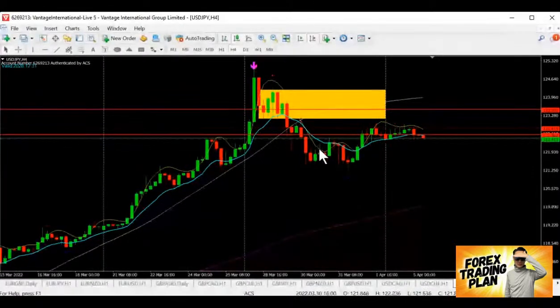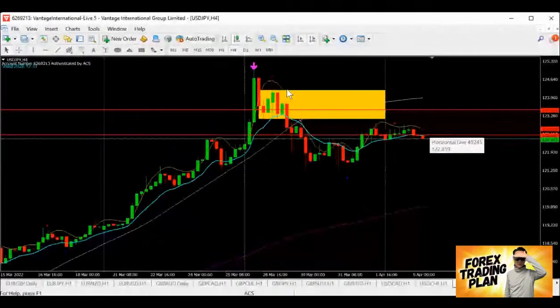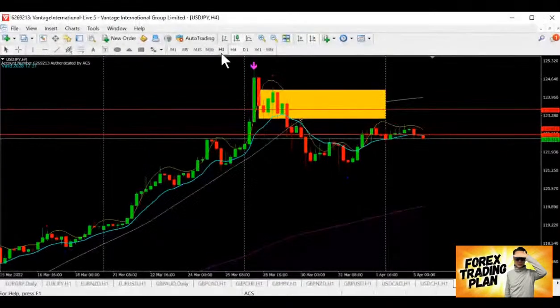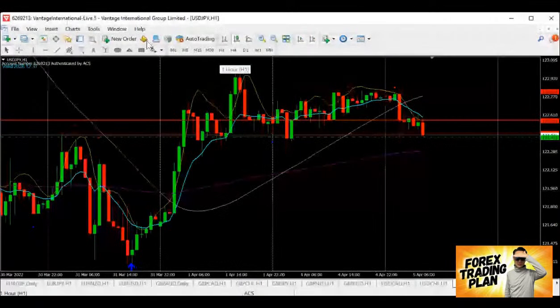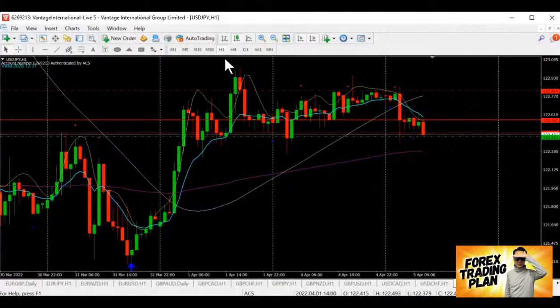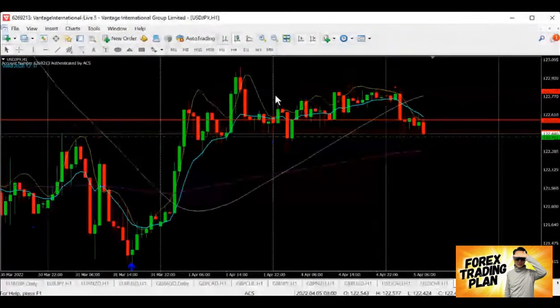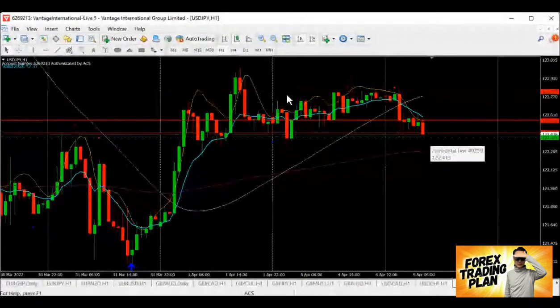Now let's take a look. The selling support is still here, no change. Resistance still here, no change. So right now, what's the best trading plan for dollar yen? It's obvious, right? Let's break the support first, with a new resistance below, and we start selling.